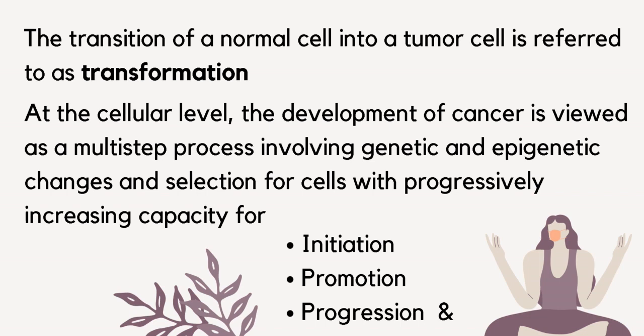At the cellular level, the development of cancer is viewed as a multi-step process involving genetic and some epigenetic changes, and selection for cells with progressively increasing capacity for initiation, promotion, progression, and metastasis. So initiation involves genetic changes in cancer-related genes. Promotion is generally associated with increased proliferation of the initiated cell. And progression is the final stage of neoplastic transformation. That means the development of cancer usually requires a gradual accumulation of genetic and epigenetic changes in a number of different genes. And at last, metastasis involves the spread of cancer cells from the primary site to other parts of the body.